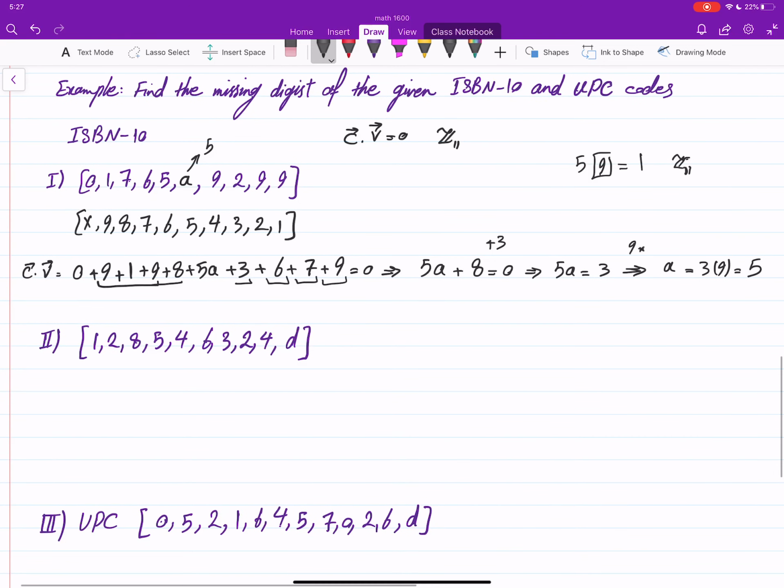Well, I hope that this shows you enough of the computation. You have to do lots of work, and for each code you have the check vector and where the computations are done. I will leave these two next examples for you to find the missing digits.